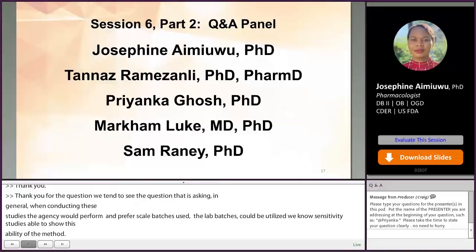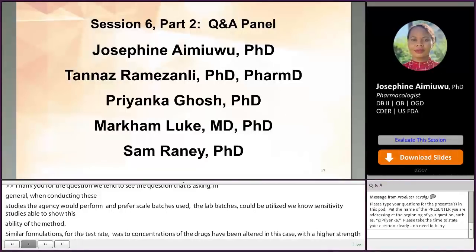In either case, the use of lab batch or exhibit batch, we recommend that the composition and procedures for preparation of these altered formulations be reported, and it should show that similar equipment and at least manufacturing conditions are used for both the lab batch and the exhibit scale batch that we expect should be used for the pivotal study. Thank you.